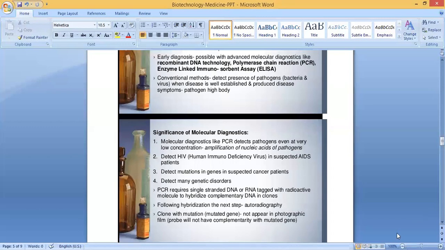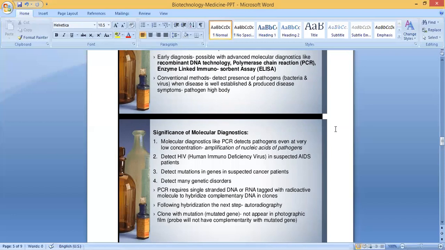What are the importance or significance of molecular diagnostics? Molecular diagnostics like PCR detect pathogens even at very low concentration. With conventional methods, we can find out only when the pathogen is in very high quantity in the blood. But molecular diagnostics like PCR detect pathogens even at very low concentration, by amplification of nucleic acids of pathogens.